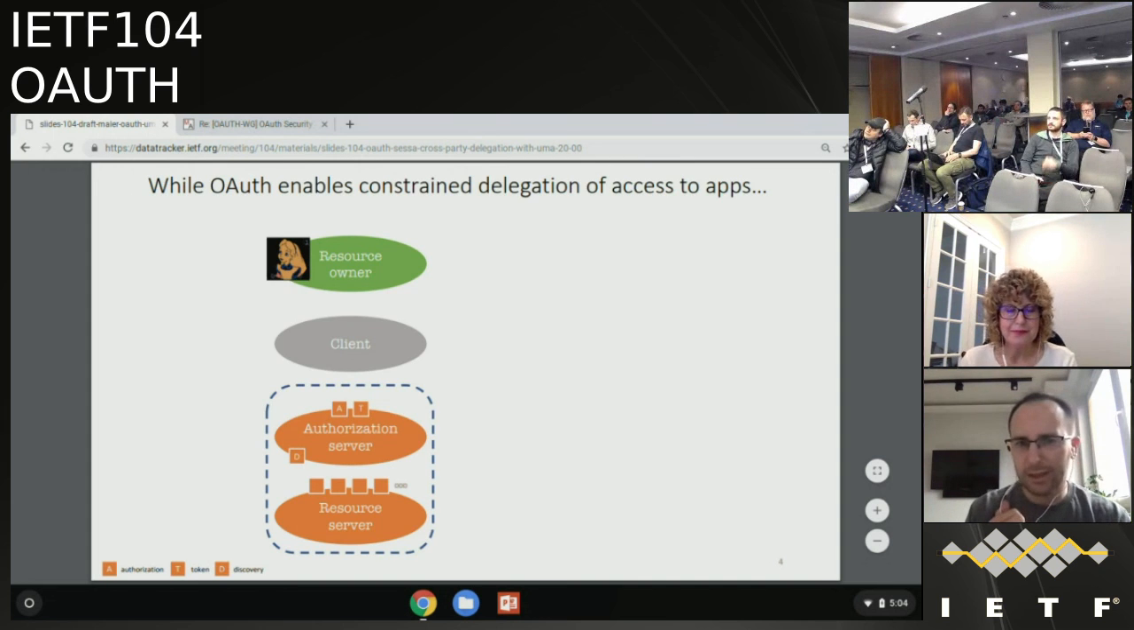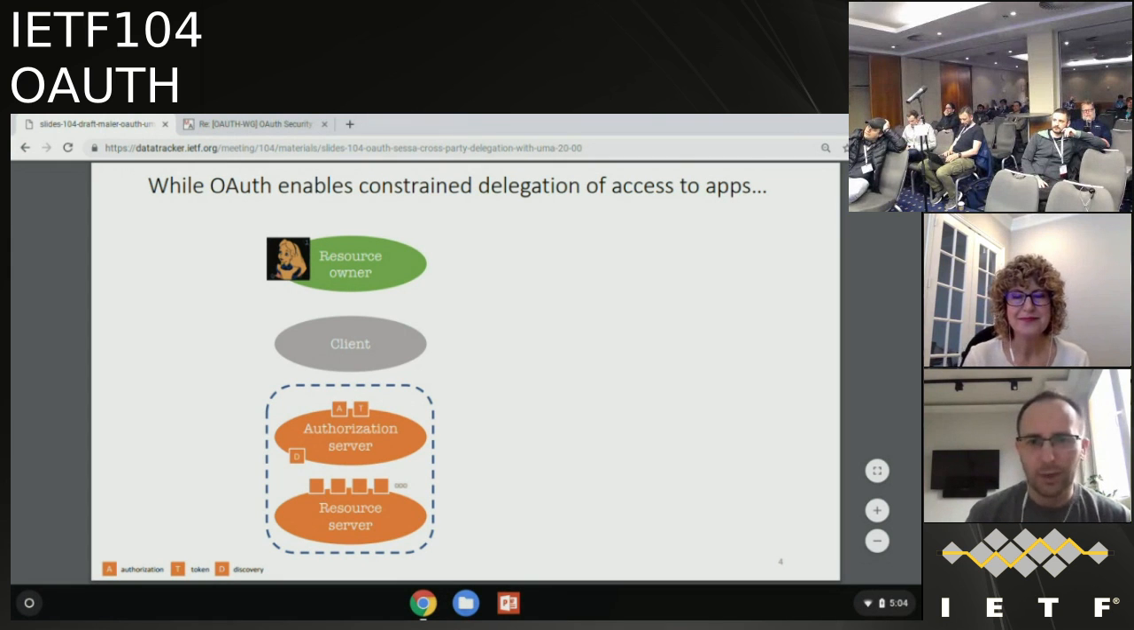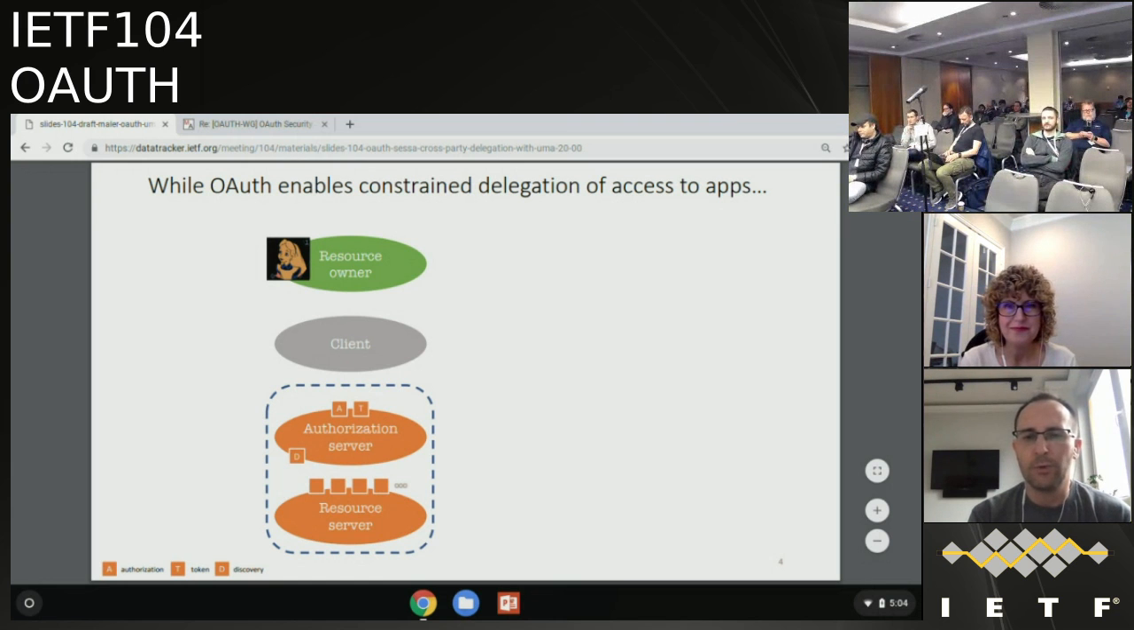Hi, guys. Can you hear me well? Yes. Okay, fantastic. Right. So we all know OAuth, right? It enables constrained delegation. So it's pretty straightforward from a high level perspective. We have a resource owner, a client that interacts with a resource server and the authorization server. And you can see in here we have a kind of collocation of the authorization server and the resource server. If we can go to the next slide.